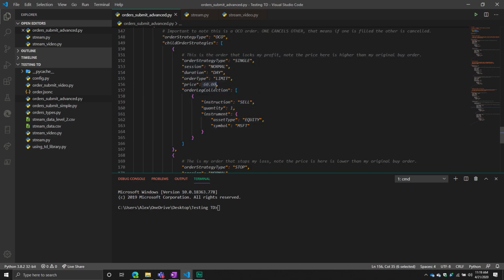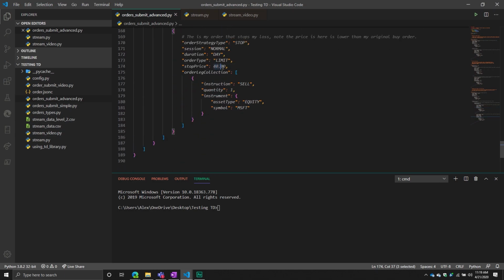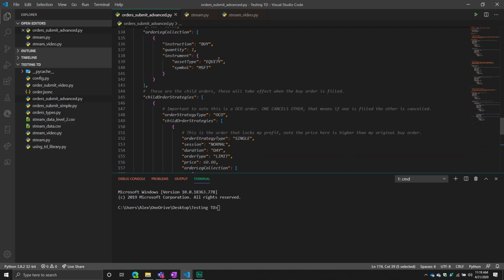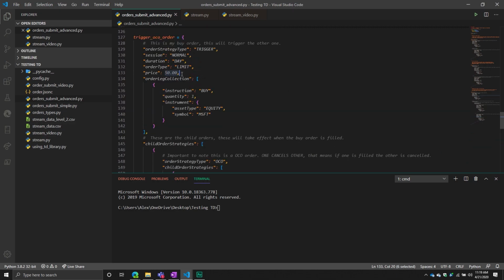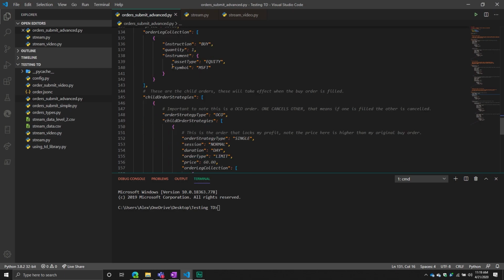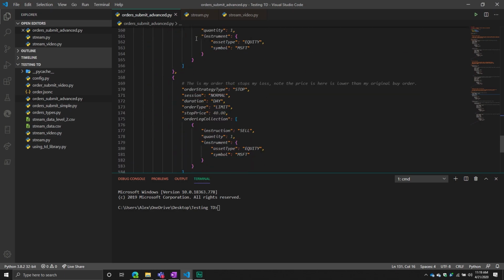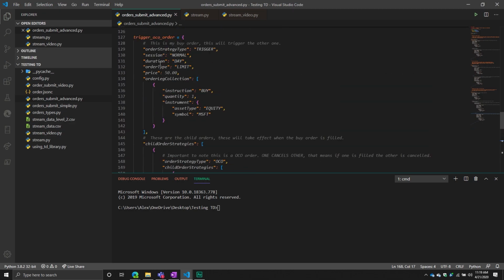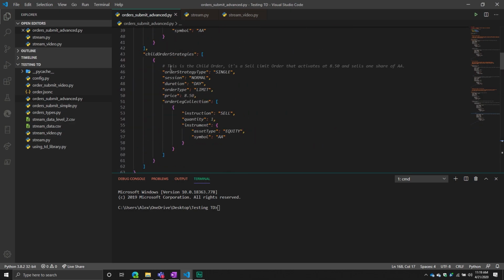Note that this one is higher. Note that this one is below. And then this one is kind of in the middle. So very cool. Very, very cool. All right. And pretty much in a nutshell, those are really what I would call the advanced orders.